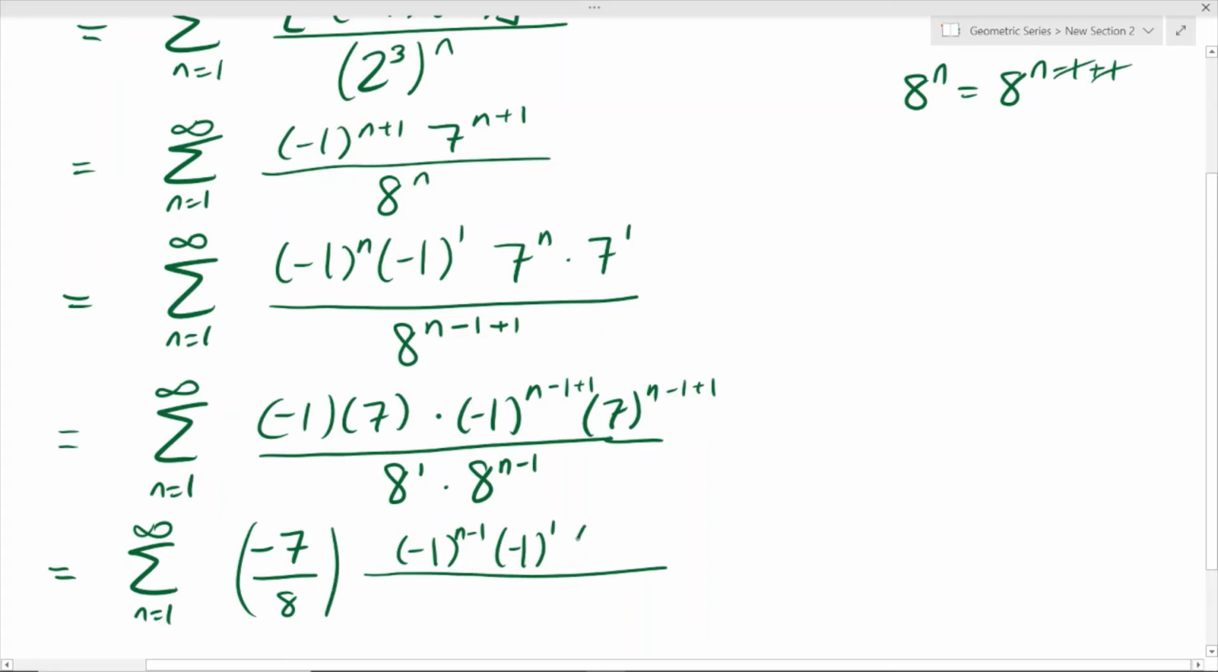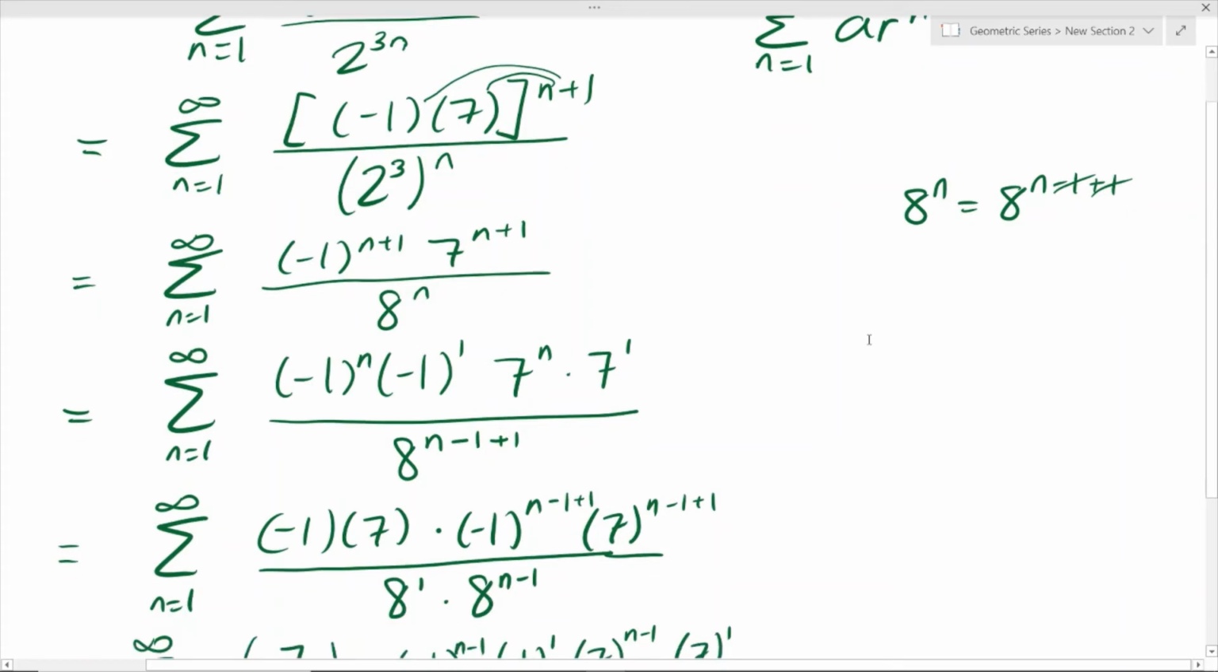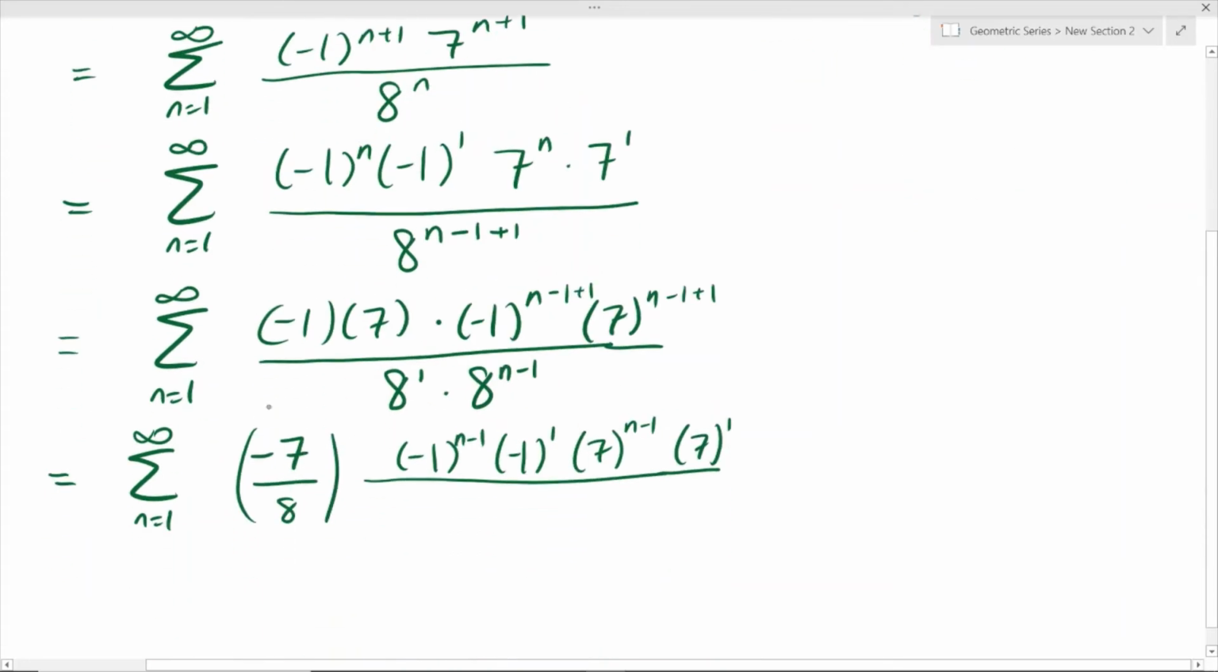Same thing for the 7, so 7 to the exponent of n minus 1 times 7 to the exponent of 1. Take these two exponents, add them together, we ultimately get this. So we're separating the 1 out so that way we can get n minus 1 as shown in this form. So we got rid of the 8, we put it here, we got rid of the negative 7. Now we're just left with n minus 1 for this 8 to the exponent of n minus 1.